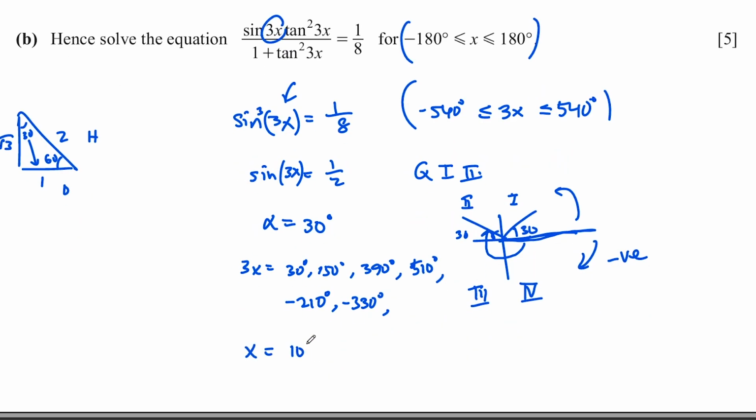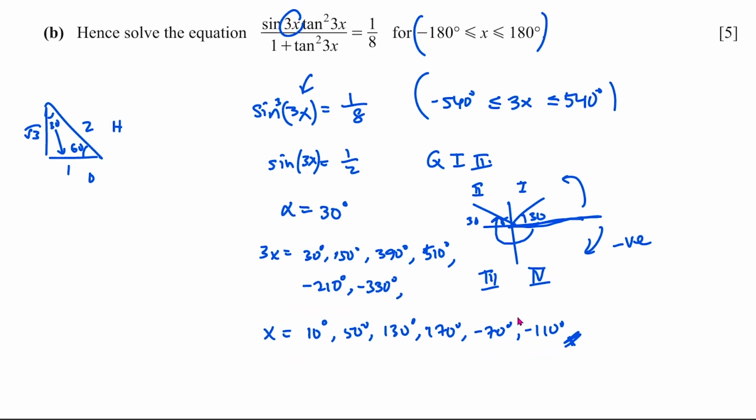Okay, so when we divide everything by 3, right, so we will have 6 solutions here basically.